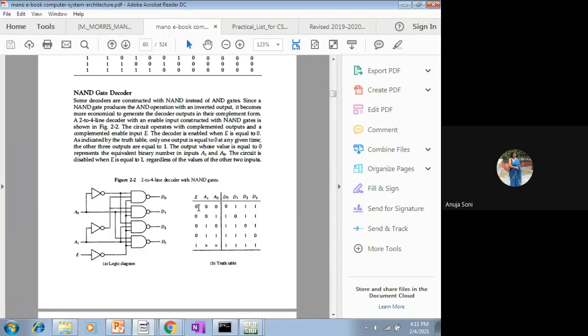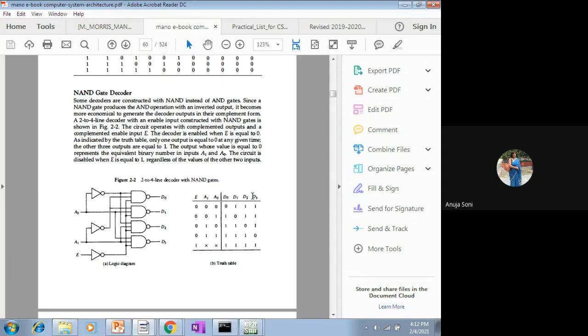So in the earlier case, whenever you were constructing the 2 to 4 decoder using the AND gate, the decoder was enabled when the value of E was 1. But here in this case, we'll say that it is enabled whenever the value of E is 0, and it is disabled whenever its value is 1. We are talking in terms of vice versa, but actually the functionality will remain the same. Only the mechanism has become different in order to enable and disable the decoder. Now the decoder will be enabled provided the value of E is 0, and it will be disabled whenever the value of E is 1, else the value will remain the same.